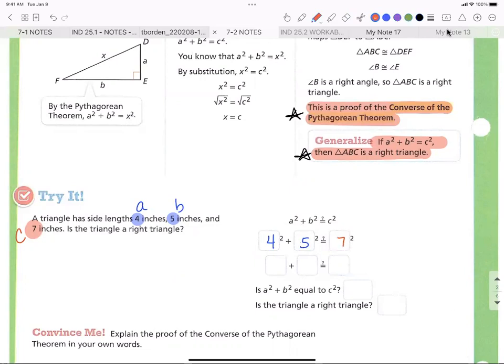Okay, now this is where everybody's going to participate. Jace, tell me 4 squared. Aiden, tell me 5 squared. And Essie, tell me 7 squared. And then Caitlin, I'll have you add 4 and 5 squared together.